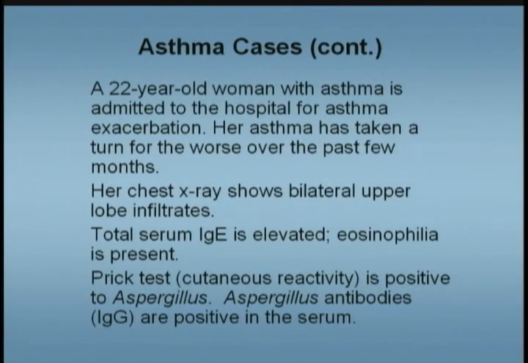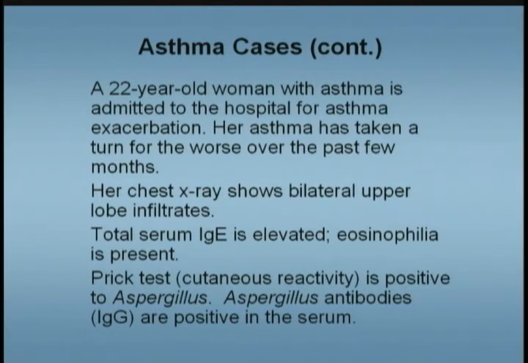A 22-year-old woman with asthma is admitted to the hospital for an asthma exacerbation. Her asthma has taken a turn for the worse over the past few months. Her chest x-ray shows bilateral upper lobe infiltrates. Her total serum IgE is elevated. Eosinophilia is present. A cutaneous reactivity test, also called a prick test, is positive for aspergillus. Aspergillus IgG antibodies are positive in the serum.